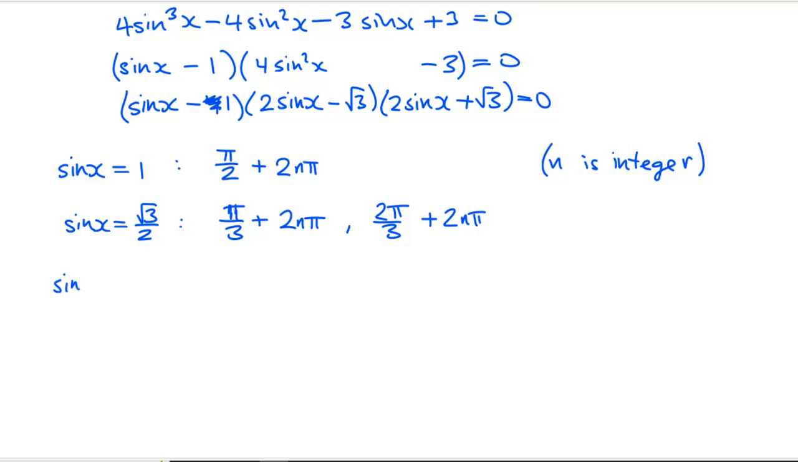Then we've got that sine x is, what's our last one? Minus root 3 over 2. That means we're just going to have the negatives of these: minus pi by 3 plus 2n pi and minus 2 pi by 3 plus 2n pi.